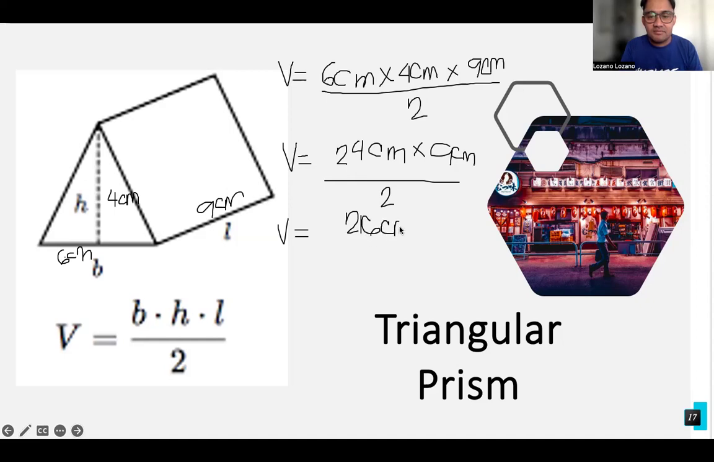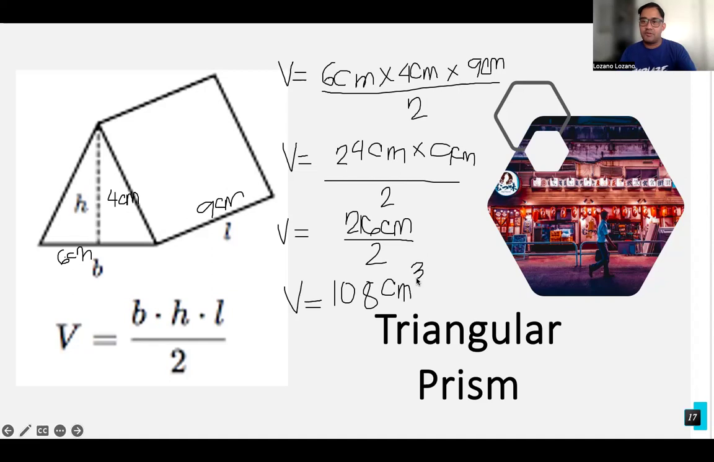Centimeter divided by 2. So again, after you get the product of all the given numbers, you divide it by 2. So 216 divided by 2 is equals to 108 centimeter. Again, what is our unit of measurement? That is cube. So 108 centimeter cube.